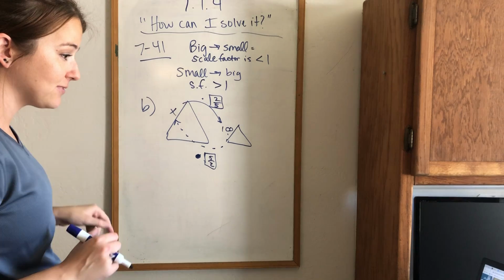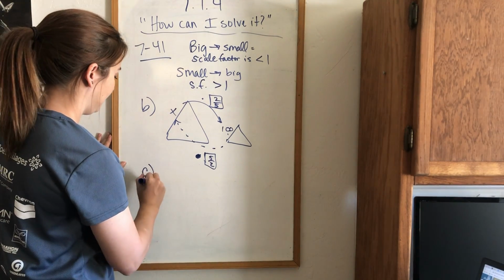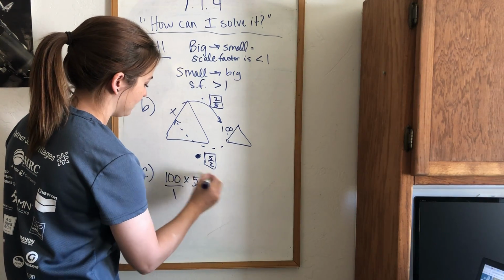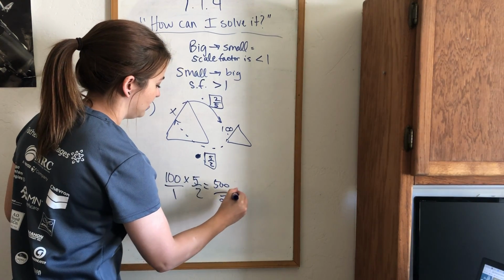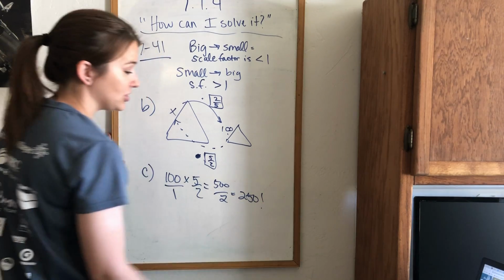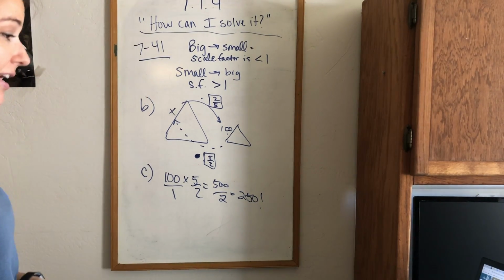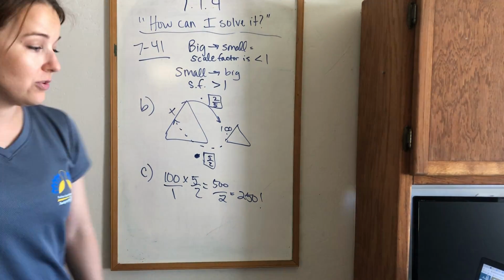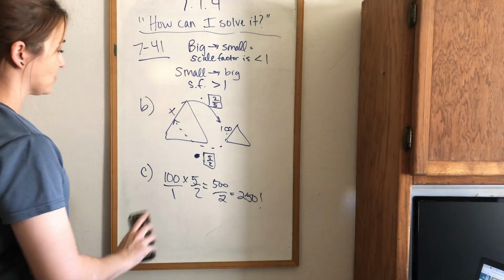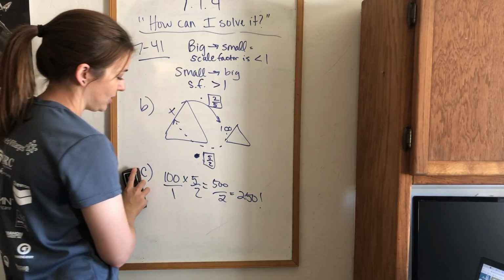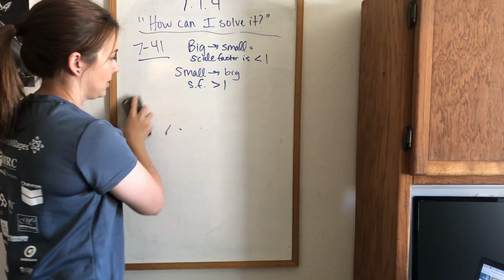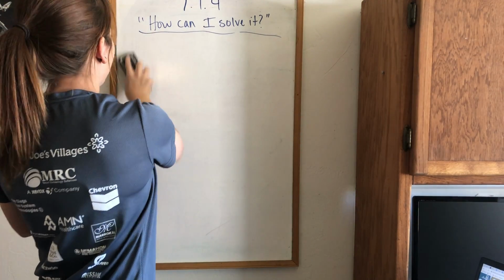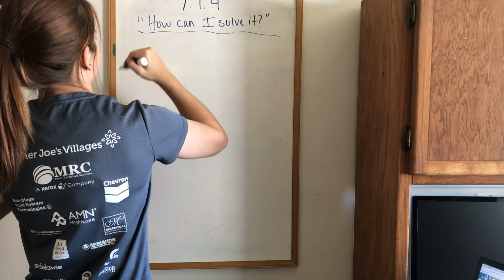So 100 times 5/2 equals 500 divided by 2, which gives us 250, which is what we got earlier. Yes, our answer agrees, because it's asking, does your answer agree with what you got in part B of the last problem? Yes, 250. Okay, moving on. I'm going to erase that. 742.